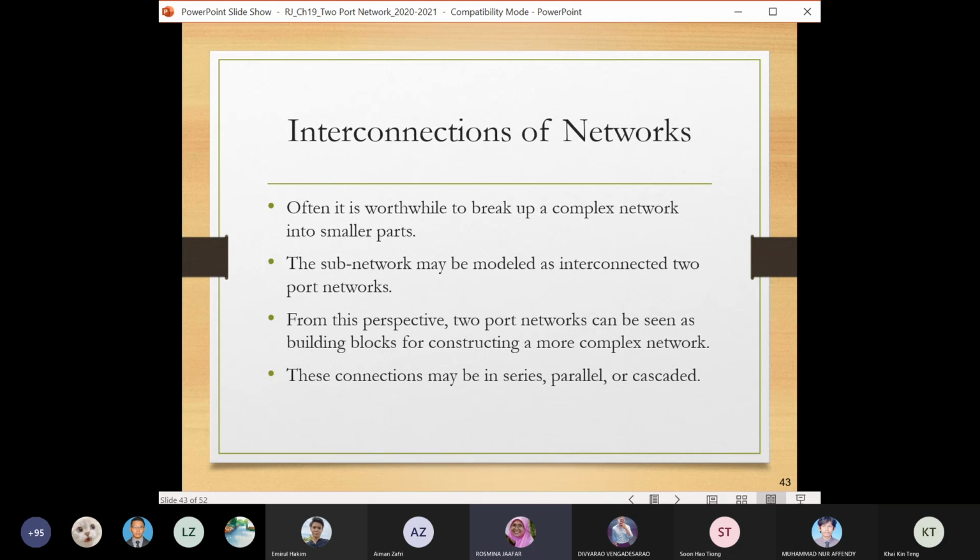Now we move on to interconnection of networks. Sometimes you have a cascade system. Interconnection means a big circuit can be composed of many sub-circuits. Often it is worthwhile to break up a complex network into smaller parts. The sub-networks may be modeled as interconnected two-port networks. From this perspective, two-port networks can be seen as building blocks for constructing a more complex network. These connections may be in series, parallel, or cascade.